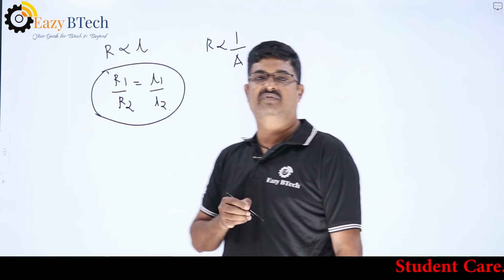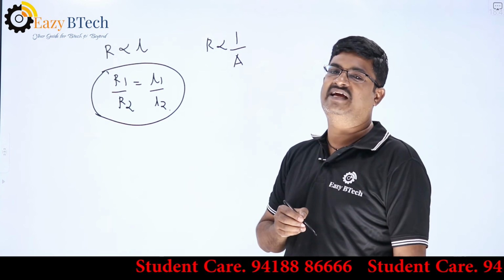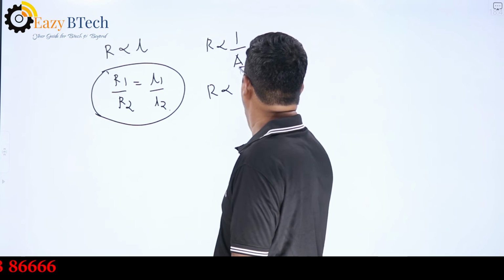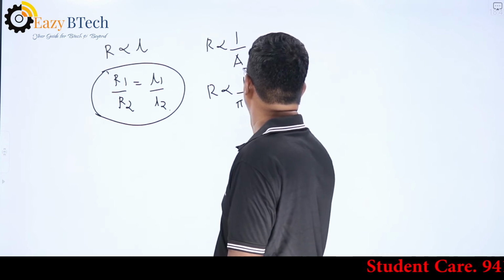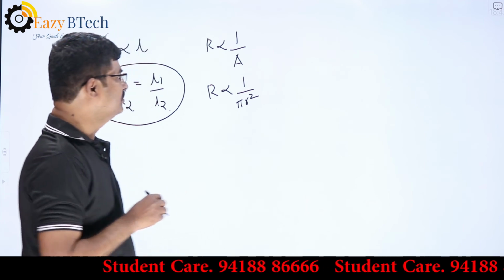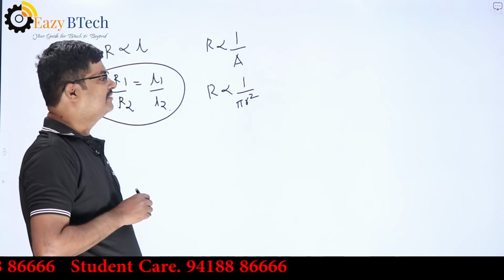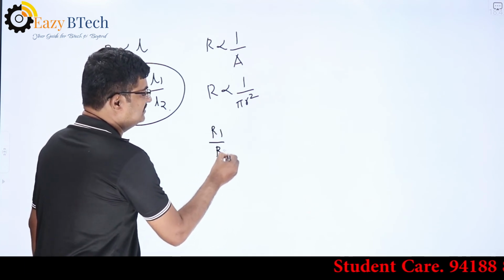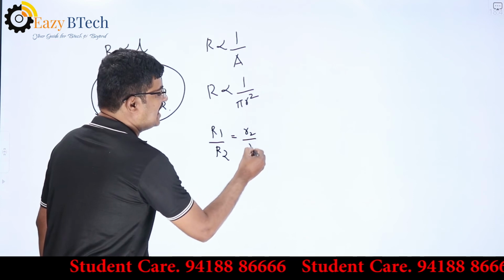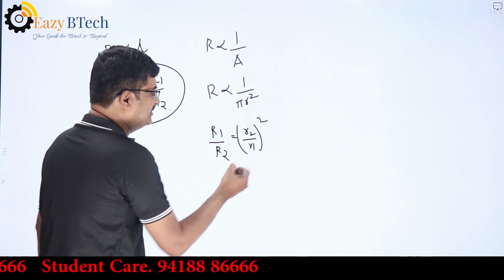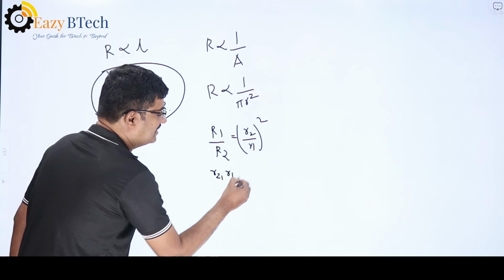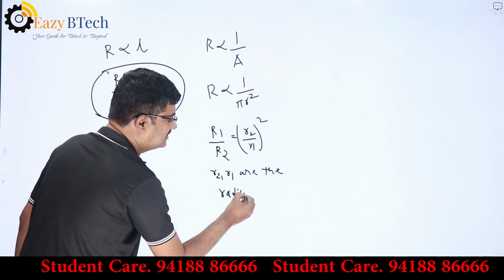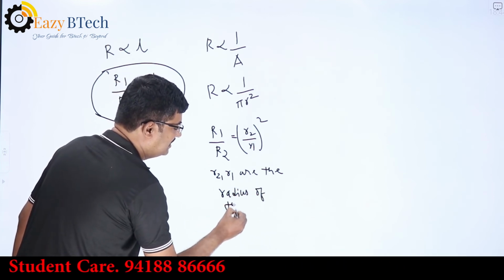When we come to the second equation, R is inversely proportional to the area of the conductor. Whatever conductor we have taken, it is circular in shape. So the area of cross section will be pi r square, and R is directly proportional to 1 by pi r square. So R1 by R2 is equal to r2 by r1 whole square. Here r1 and r2 are the radii of the conductor.